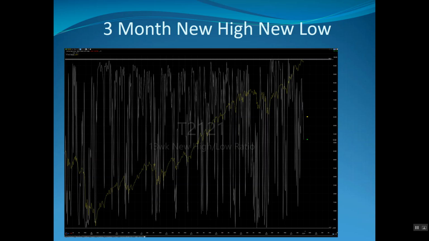If I look at the high-low ratio over 13 weeks or 3 months, here's where I was last week, here's where I was this week, right in the middle of the range. Again, this isn't helpful, and the other charts in the prior slide are not real helpful, except when I'm at extremes. We're not at an extreme.